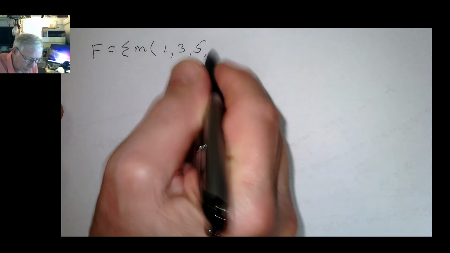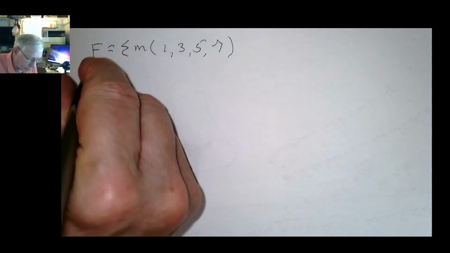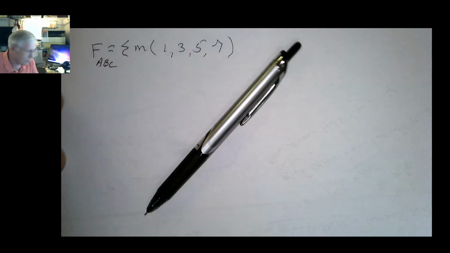So you have a little function. Let's say you have f equals the sum of the minterms 1, 3, 5, 7. All right, how would you implement this with this? And again, 3 variables, A, B, C.